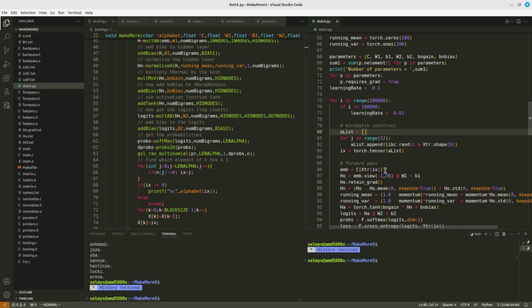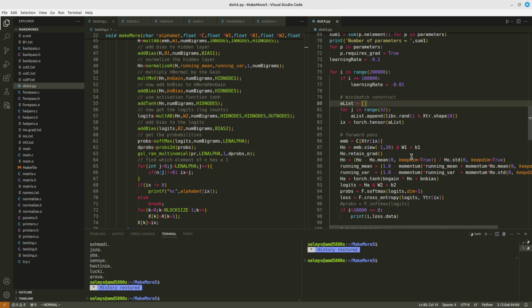And then I start the forward pass by creating the embedded layer. HO is my original hidden layer, which is the embedded layer times W1 plus B1. And I put in this line here just to retain the hidden layer gradient. I don't really need that, so I'll just comment that out.